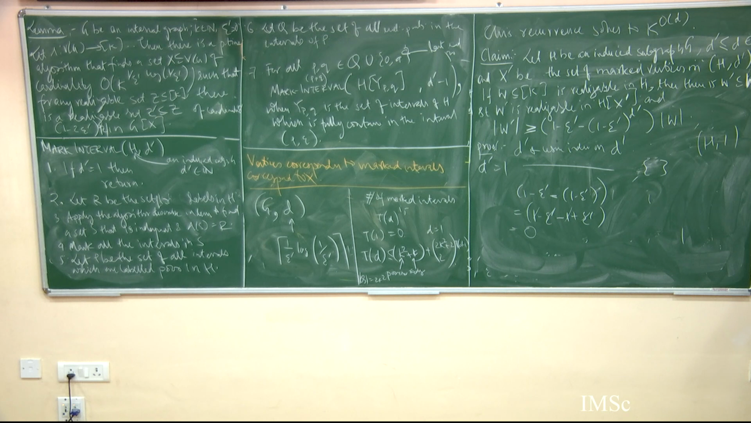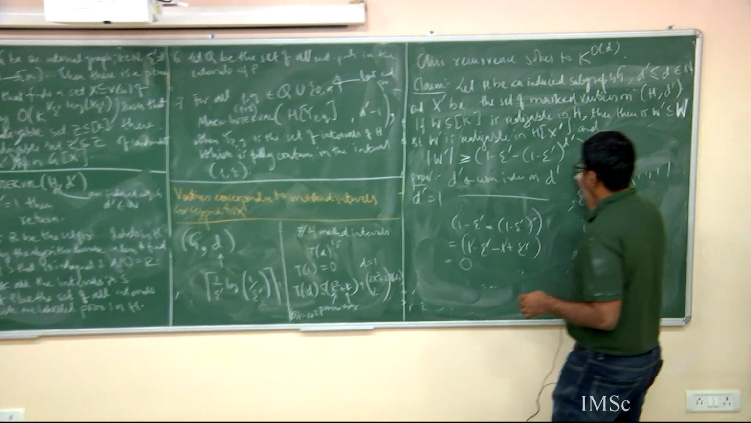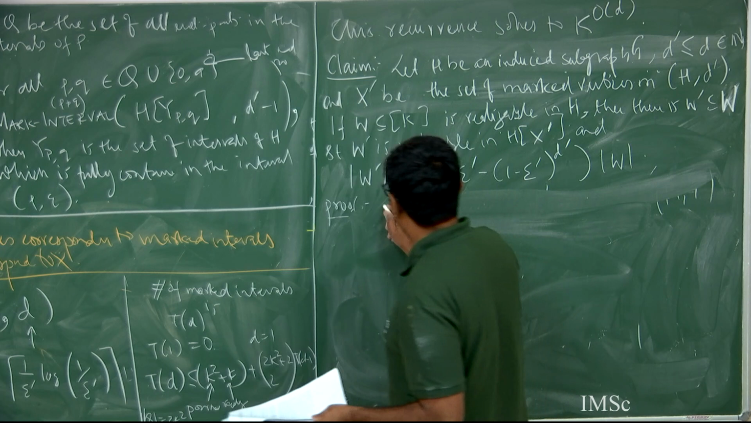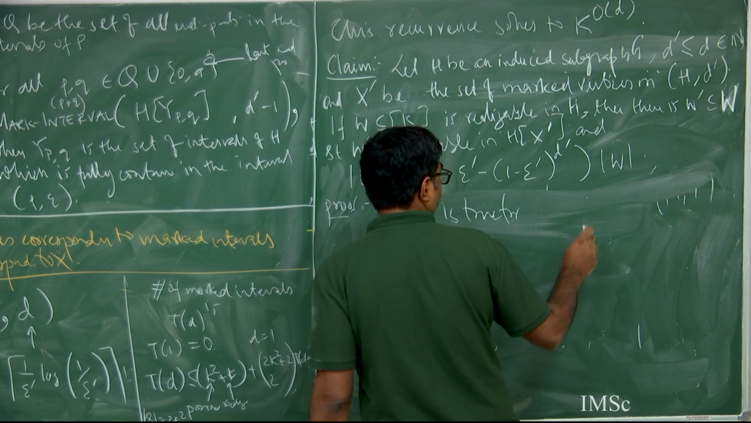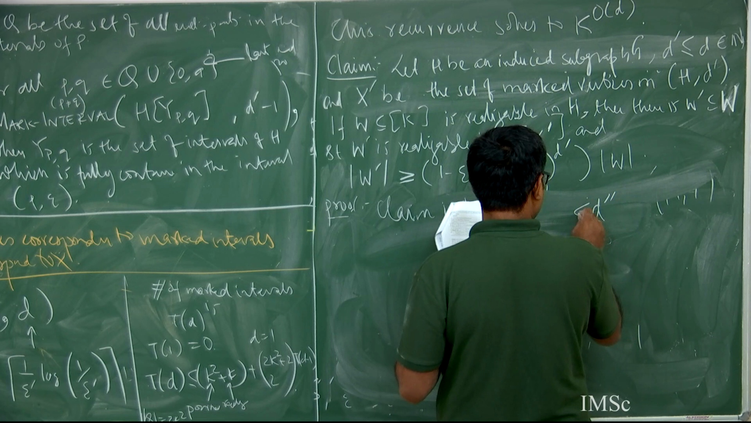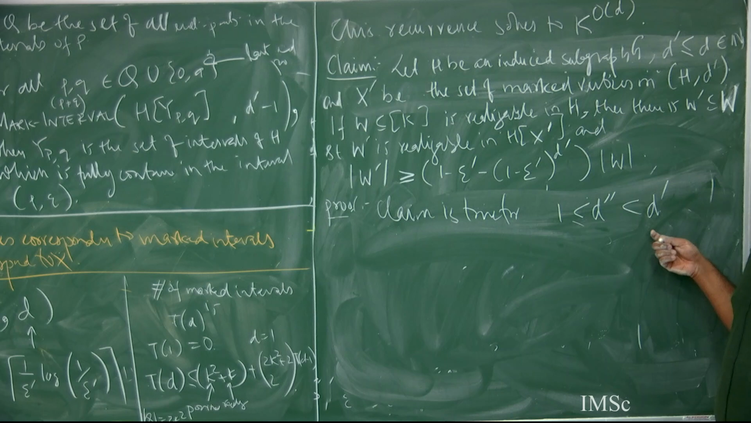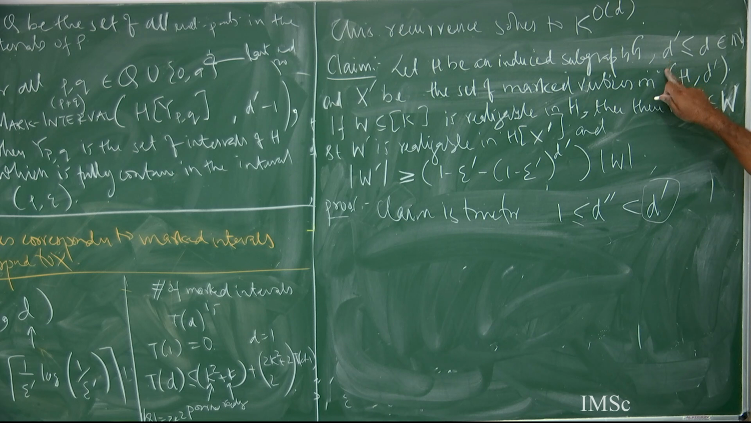So for the induction step, let's assume that this holds. Suppose the claim is true for all d double prime greater than or equal to 1, but strictly less than d prime. This is what we are going to assume. So we assume that for all d double prime which is strictly less than d prime, the statement holds.